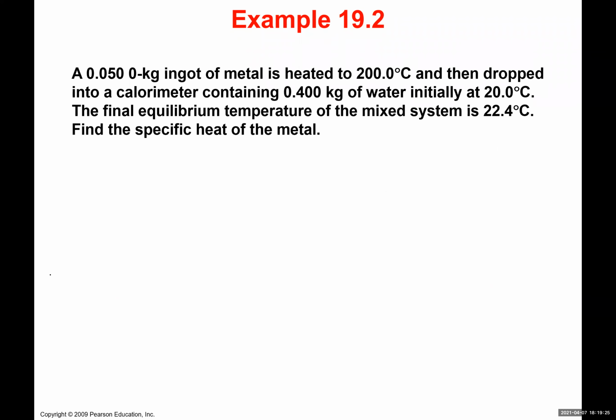All right, so let's look at another one. For this one, we have a 0.05 kilogram ingot of metal heated to 200 degrees Celsius and then dropped into a calorimeter containing 0.4 kilogram of water initially at 20 degrees Celsius. The final equilibrium temperature of the mixed system is 22.4 degrees Celsius. Find the specific heat of the metal.